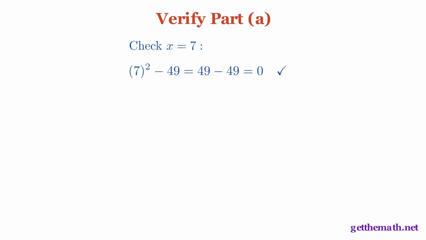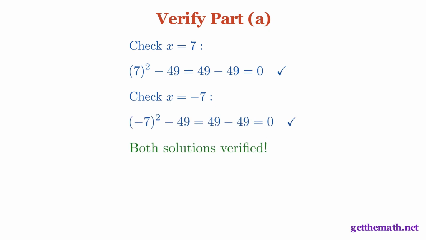Verify part A. Check x equals 7 in the original equation. 7 squared minus 49 equals 49 minus 49 equals 0. Confirmed. Check x equals negative 7 in the original equation. Negative 7 squared minus 49 equals 49 minus 49 equals 0. Confirmed. Both solutions check out.